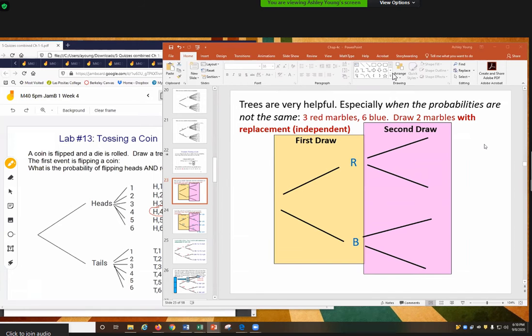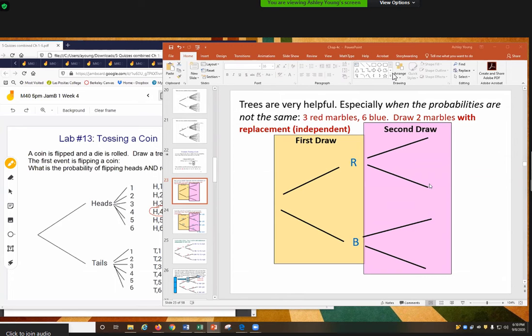Okay, fine, I'll read. Trees are really helpful, especially when the probabilities are not the same. So, for example, I have 3 red marbles and 6 blue marbles. My first draw, I could draw a red marble or a blue marble. My second draw, since I'm putting it back, the probabilities would stay the same, red or blue. What's the probability I draw a red one?